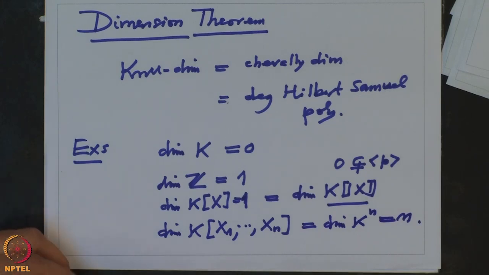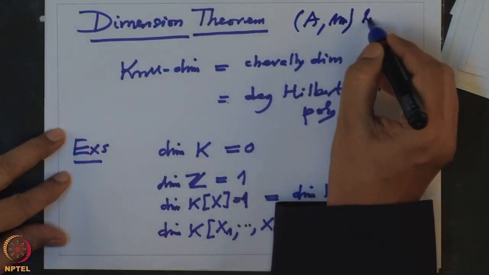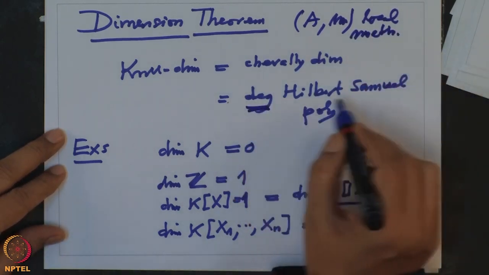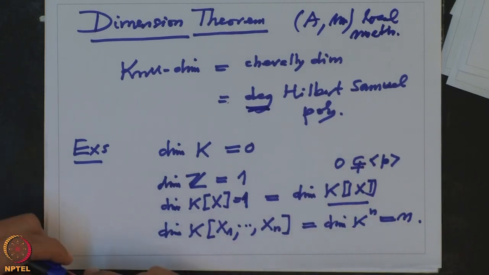Now, this dimension theorem will allow us to compute the dimension of more rings, and it also shows that the dimension of a Noetherian local ring is always finite, because it's the degree of some polynomial and therefore it is finite. And normally in all these subjects, especially commutative algebra, one usually assumes the rings are Noetherian, because it is not worth studying so many non-Noetherian rings, because they don't correspond to any geometric objects. Therefore, one usually assumes the rings are Noetherian.